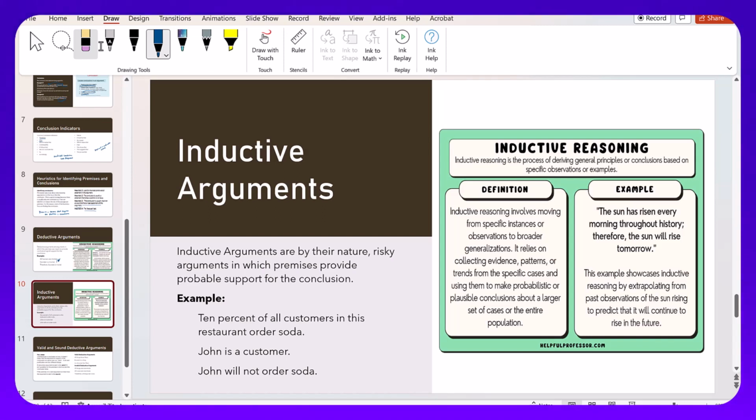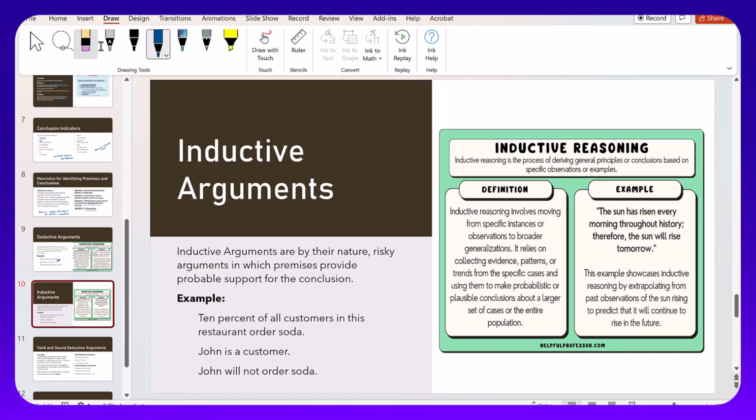But this idea: all humans are mortal. Socrates is a human, therefore Socrates is mortal. If we accept that all humans are mortal and Socrates is a human, the conclusion has to be true, right? There's no probably, maybe, it could be. In inductive arguments, there's the probably, maybe, could be, right? Ten percent of all customers in this restaurant order soda. John is a customer. John will not order soda.